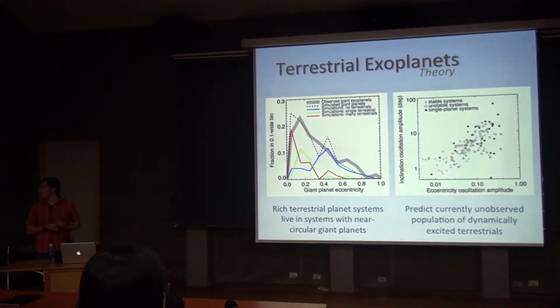So we're interested to know whether any of those systems exist. So far, none of them have been discovered, but this would be a prediction that if the giant planets are dynamically active, there should be some interesting terrestrial planets with very unusual orbits waiting to be discovered.